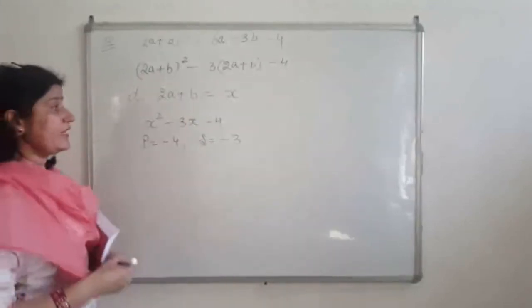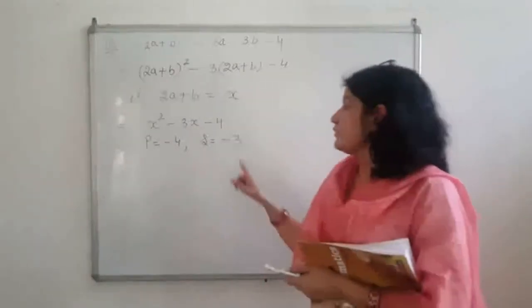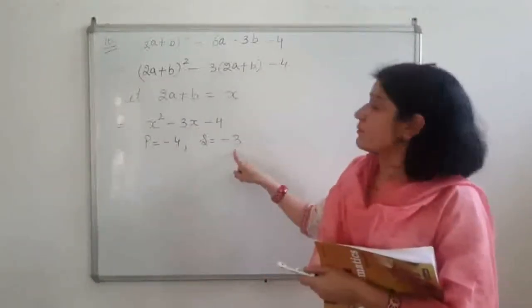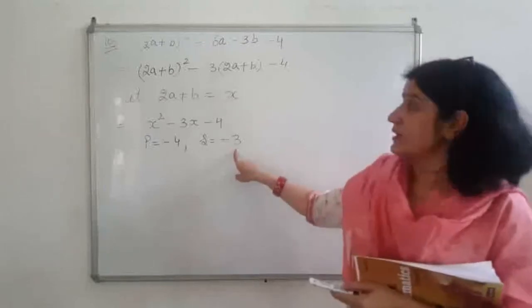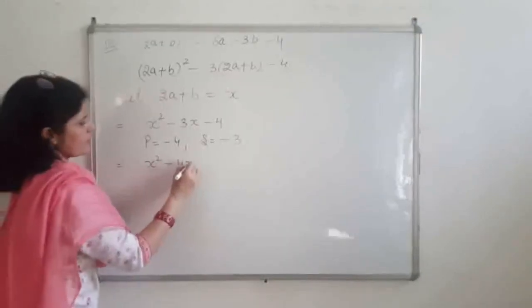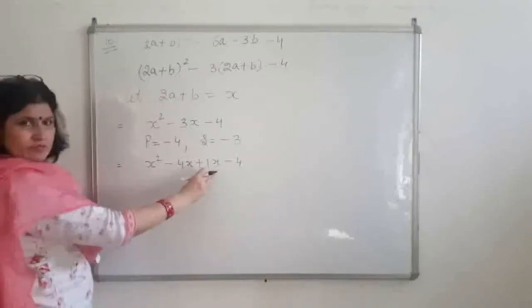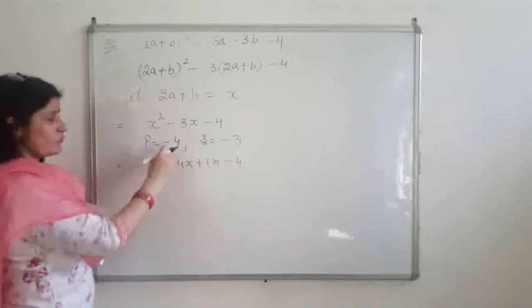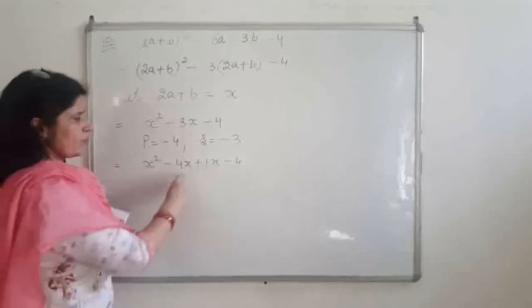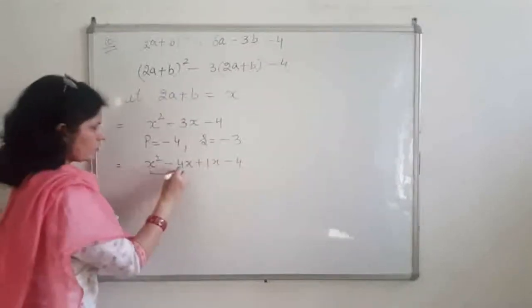It means you have to take two numbers such that when you multiply, you get minus 4, and when you add them, you find their sum to be minus 3. So we can take minus 4 and 1. x square minus 4x plus 1x minus 4. When you multiply minus 4 with 1, what will we get? Minus 4. And when you add minus 4 plus 1, what will we get? Minus 3. Now we make the groups.